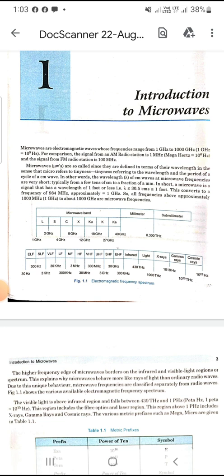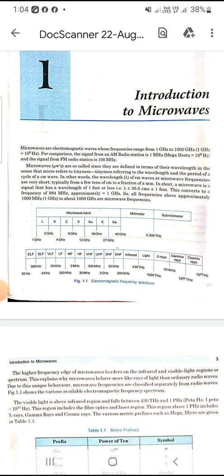Dear friends, in today's lecture, we are concentrating on the electromagnetic frequency spectrum, and we are also defining the bands for microwaves. The image I am using here is from the reference book Microwave Engineering by M. Kulkarni. So, in this diagram, you are observing a spectrum.